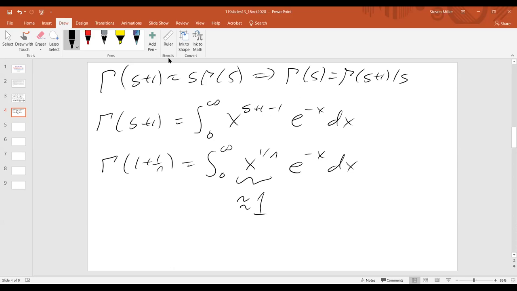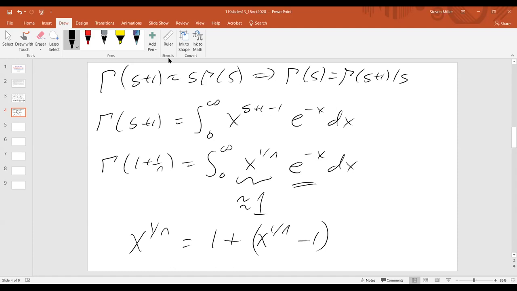So what we want to do is we replace X to the one over N as one plus X to the one over N minus one. And now we just have to figure out how close is one to X to the one over N. And because we have an e to the negative X, as X starts to get very, very large, I don't care if X to the one over N isn't that close to one. The e to the negative X is just going to kill it tremendously, and it's not going to matter. And so the question is, how good of a job can you do estimating? How well can you evaluate the error term?